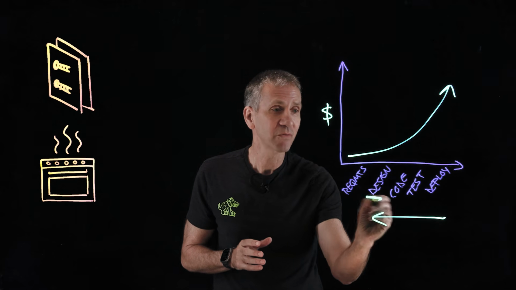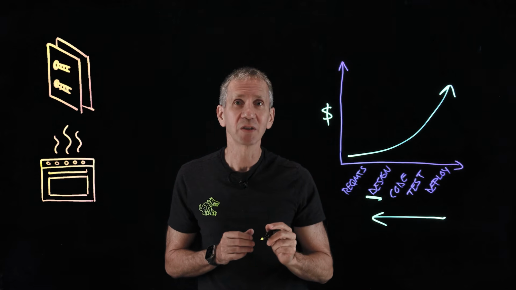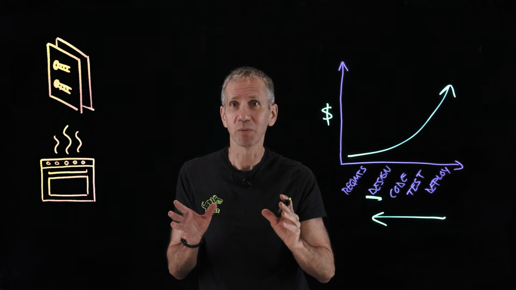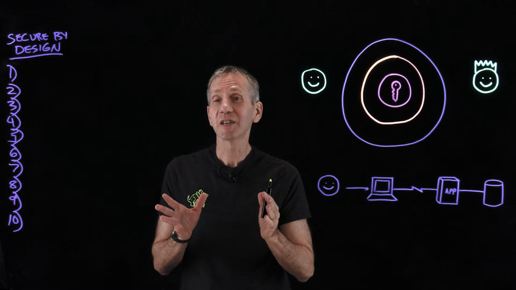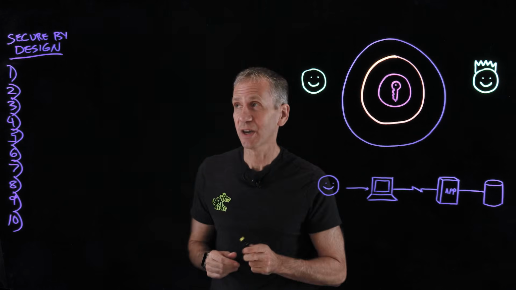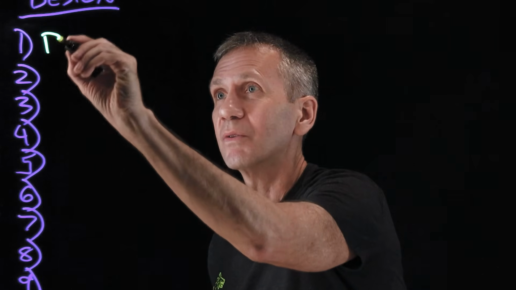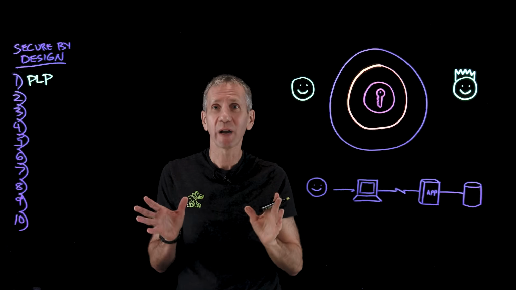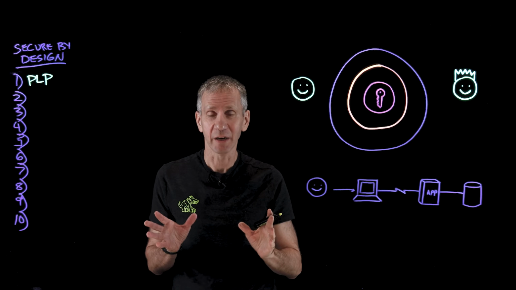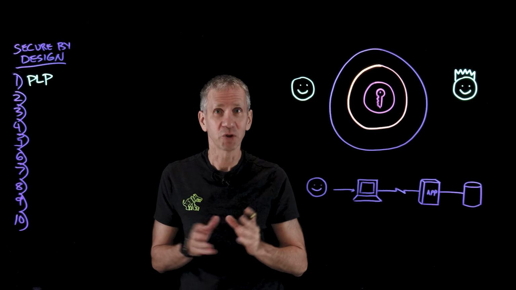In this video, we're going to focus specifically on the design phase, and I'm going to give you 10 principles for security by design. Okay, let's take a look at the first secure by design principle. It's what we refer to as the principle of least privilege. It means don't give any more access than is absolutely necessary for any person to do their job function.